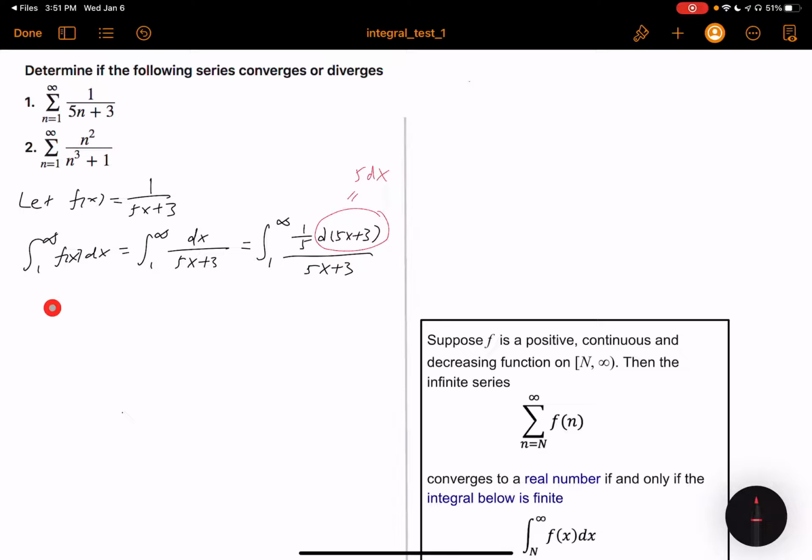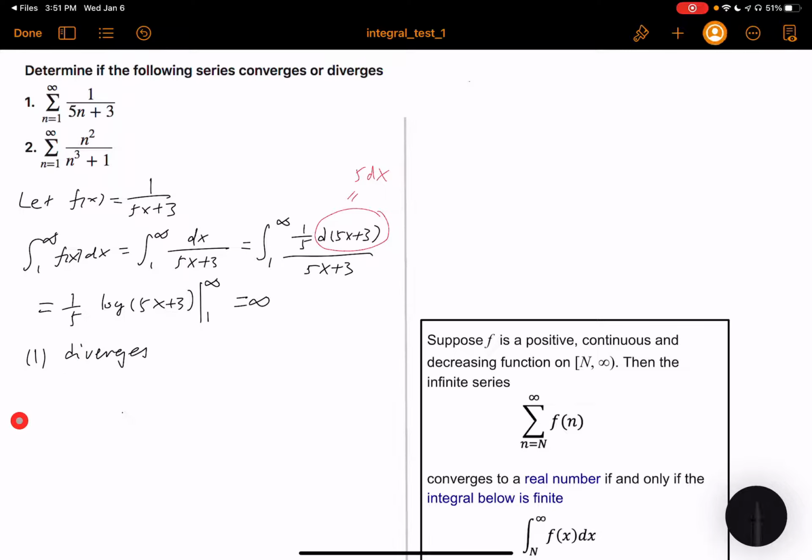So this is equal to 1 over 5 log(5x plus 3) from 1 to infinity. When x tends to infinity, this item is infinity. When x is equal to 1, this is a constant. So this whole item is equal to infinity. Okay, so by the integral test, now we can tell that the summation of f(n) diverges. So basically, we conclude that the first series diverges based on the integral test.